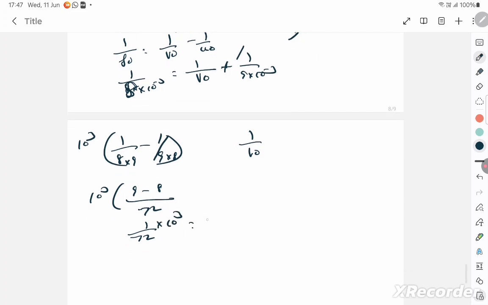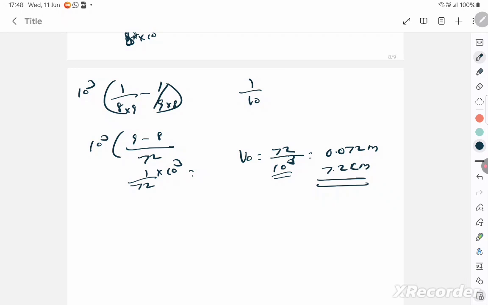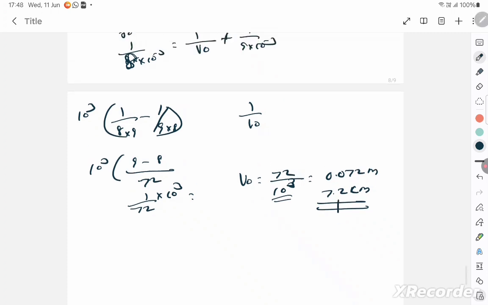Therefore you have to take the reciprocal in order to get VO. VO therefore is 72 by 10 to the power 3, or if you want the answer in meters, 0.072 meters. Or if you want the answer in centimeter, it will be 7.2 centimeter. They have kept it in centimeter finally, so you can also keep it in centimeter only. Now you got VO. You know that.